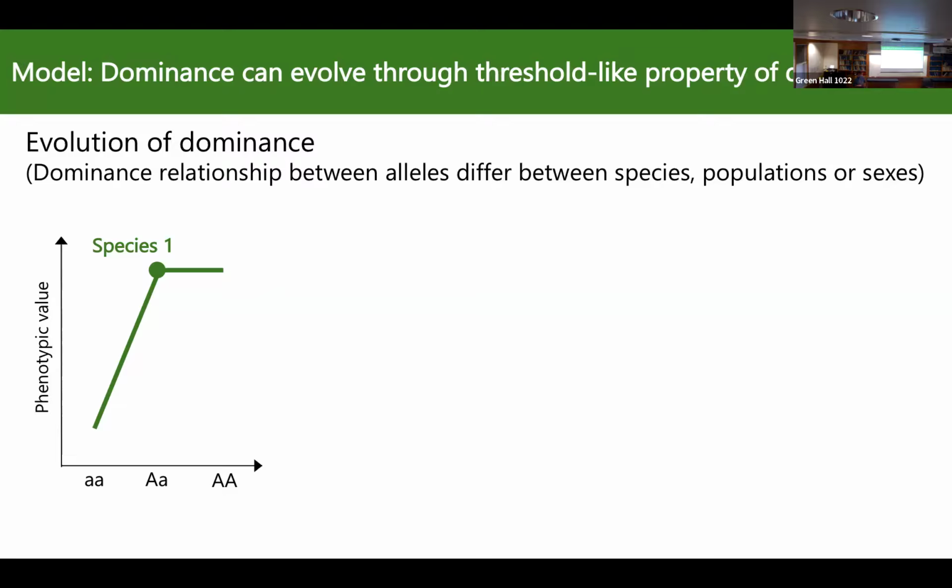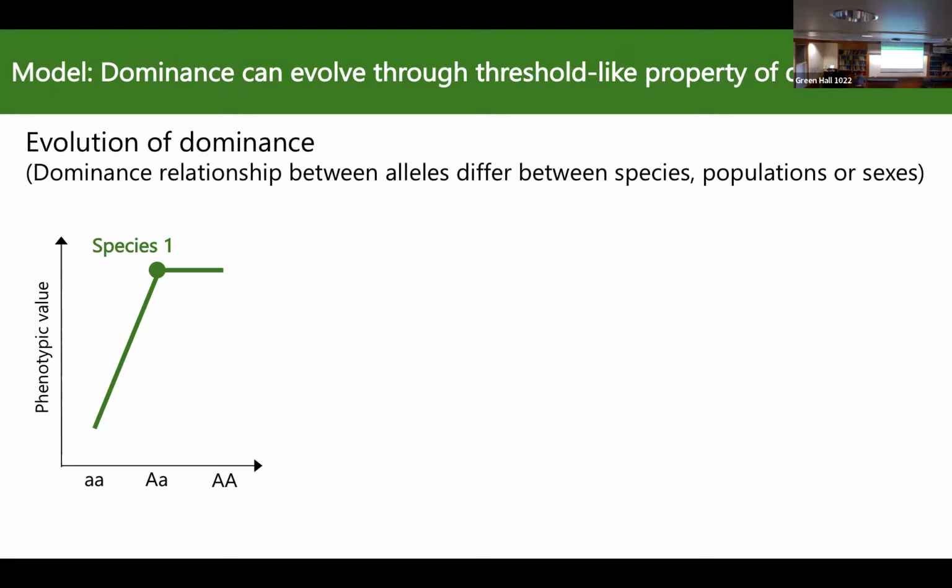And let's assume the case where the phenotype depends on the gene expression level, and if the gene expression is below the threshold, a certain phenotype can be observed, and the alternative discrete phenotype can be observed when the gene expression level is above the threshold.